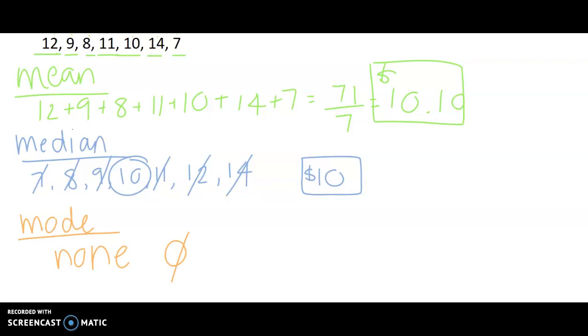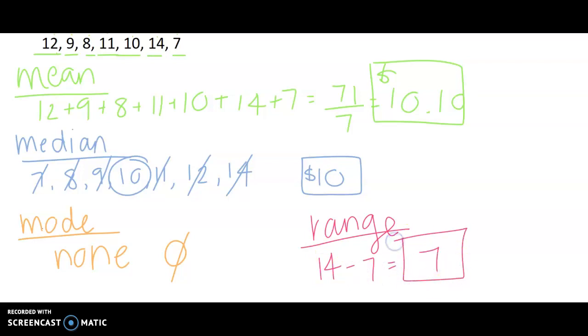And then last but not least, we're going to find the range. The range is where we take the highest number minus the smallest number. Our biggest number is 14, and our smallest number is 7. So we get 14 minus 7, which is equal to 7. So the range would be $7. That means the range of money these people are getting paid is about $7, between 7 and 14.